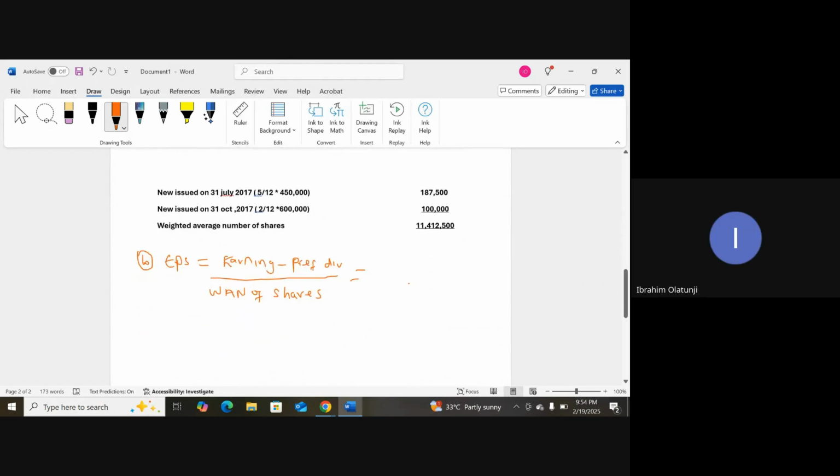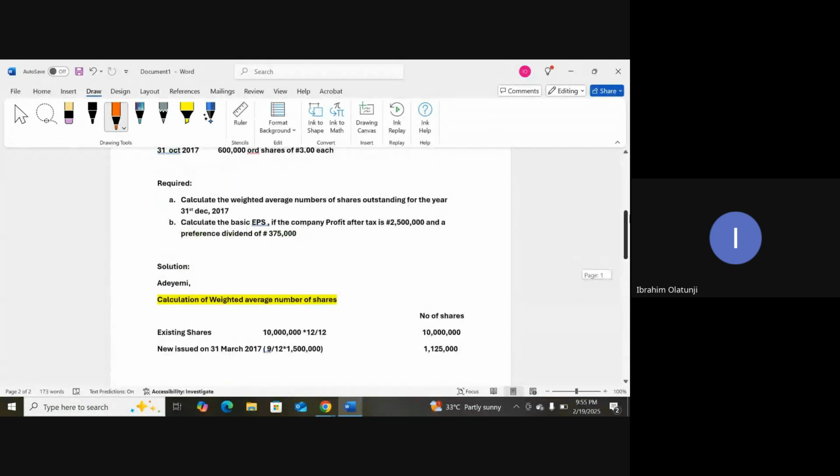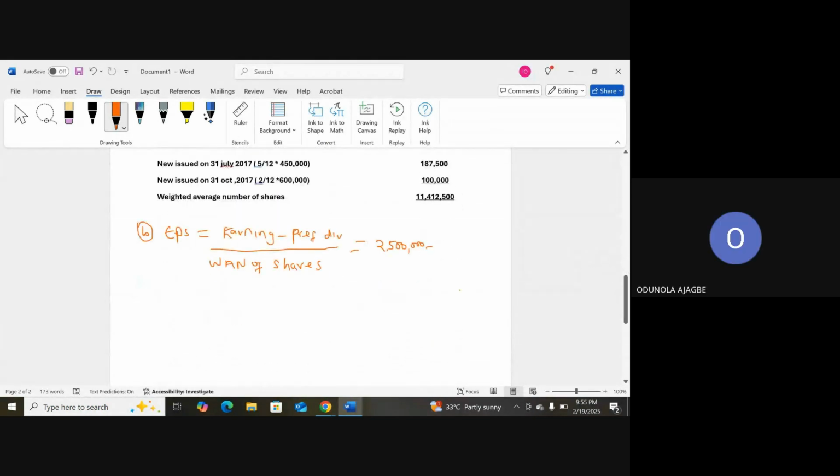2.5 million, minus preference dividend. What's the preference dividend? 375,000. Okay.